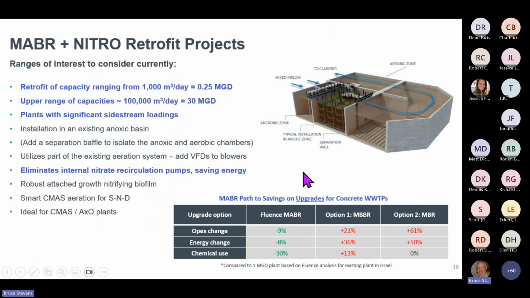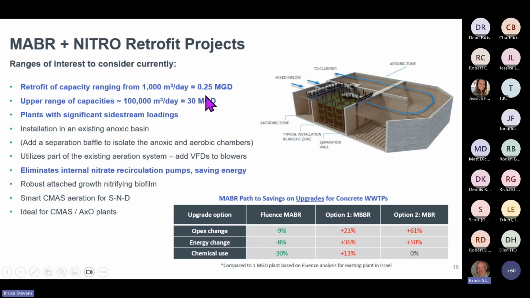So now we're going to talk about our MABR process and the Nitro process as well. Talk about retrofit projects, what we're looking for, what we think we can help best with our clients and consulting firms, and areas that are best to utilize this technology when you're out there evaluating different options.